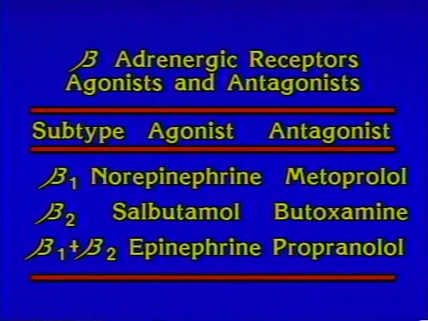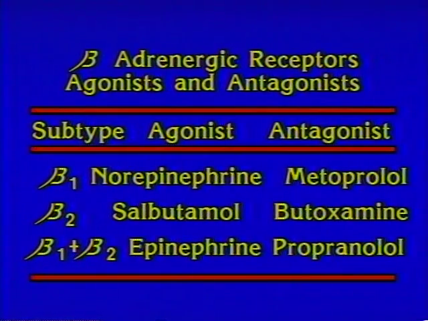Examples of drugs which act relatively selectively on beta receptor subtypes are shown in the table. Norepinephrine acts as an agonist on beta-1 receptors, and this effect can be blocked by the antagonist metoprolol.